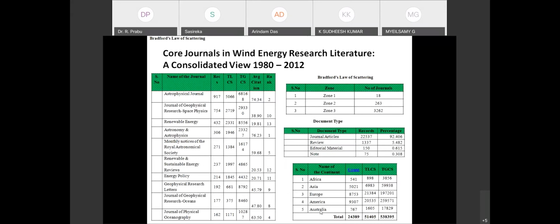So when we are discussing Bradford's scattering also, here we are talking about the core journals in wind energy research literature, from 1980 to 2012. So these journals placed first. This journal published 917 articles in the area of wind energy. It is in the Astrophysical Journal that they have published the most. So we are ranking this journal also.